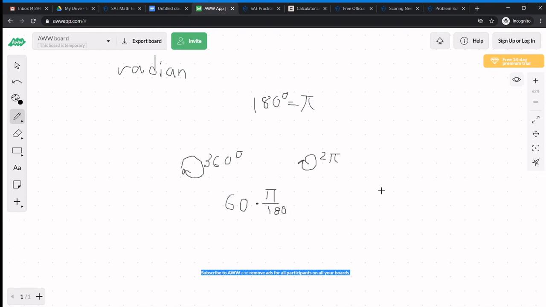If you have a radian value, let's say it's pi over 3, and you want to convert it to degrees, you multiply by 180 over pi. These are the conversion methods. It's important to remember radians are nothing but a way to measure stuff, just like degrees are. They're just an alternate form of degrees. That's all it is.